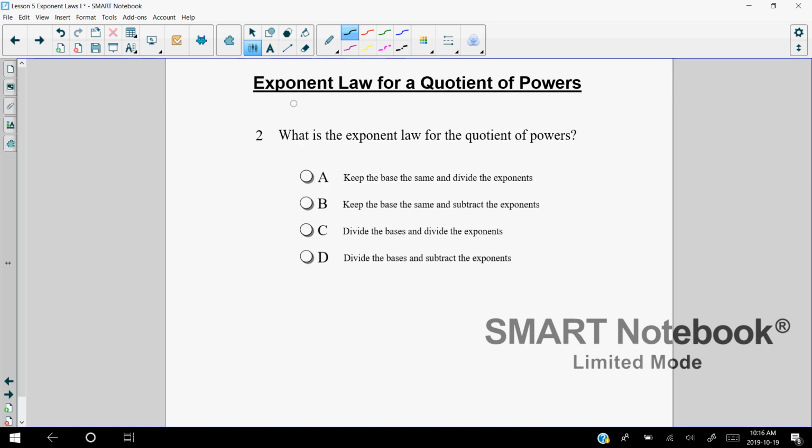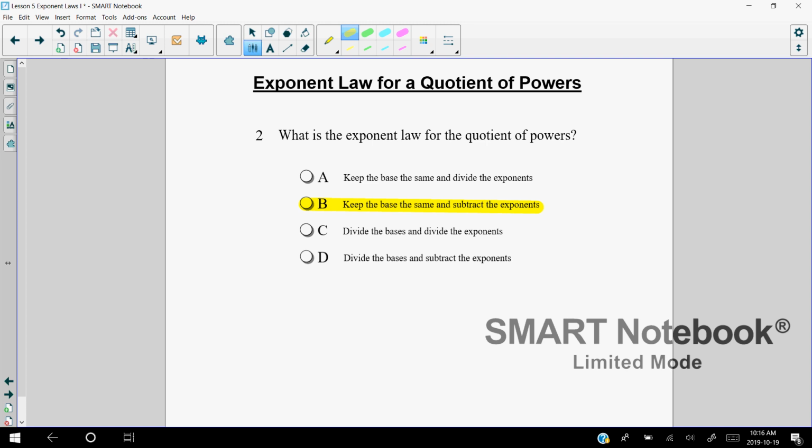So in every example, we had the base being the same. So right away I can again cancel off C and D, and then I notice that when I do it, I actually am going to be subtracting the exponents. So once again, write that down.